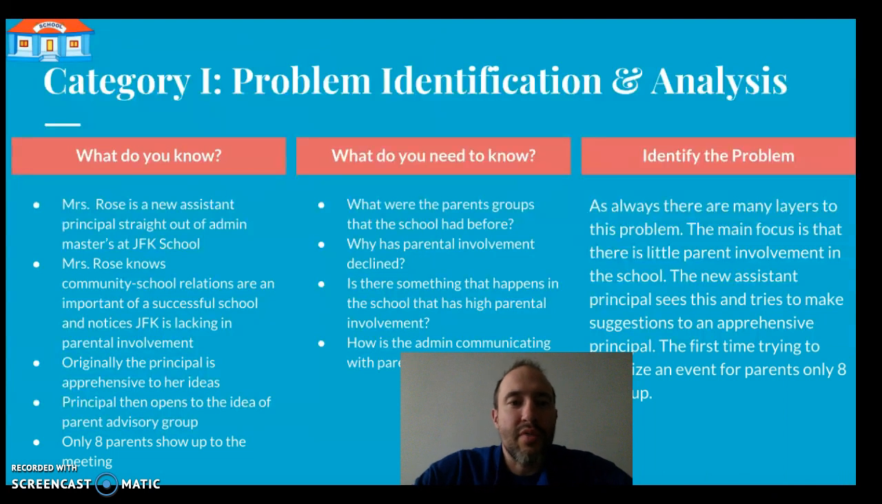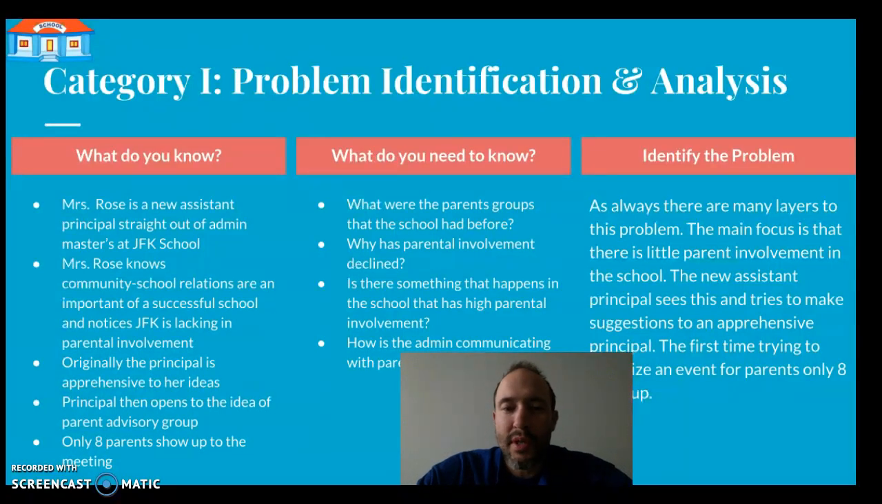So, what do we know? We know Miss Rose is a new assistant principal straight out of admin school at JFK School. Like I already said, she knows that community school relations are very important, especially with parents, and notices that this is lacking. Originally, the principal was pretty apprehensive and pretty cynical towards getting parents involved, kind of wants them out of the way, probably from past negative experiences.